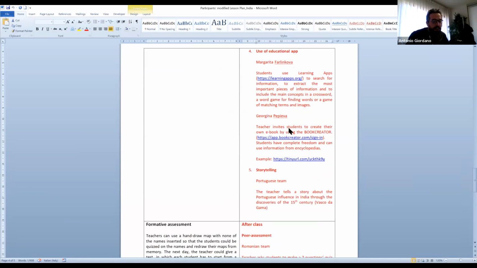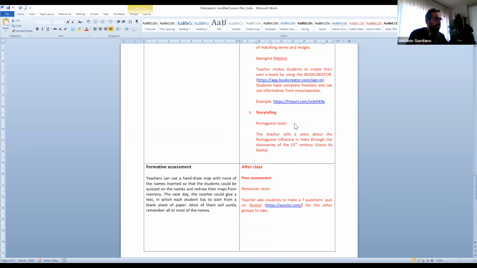The final activity which was suggested by you is maybe a kind of spoiler of activities that you will be asked to do in the next days within this staff training, because it makes a link between the Flip the Future methodology and the storytelling. One of the suggestions I received from the Portuguese team was about the teacher who tells a story about the Portuguese influence in India through the discoveries of the 15th century, and the reference was to Vasco da Gama. So another possibility within the activities to be done in the classroom is using storytelling.